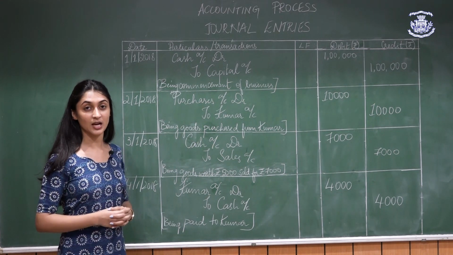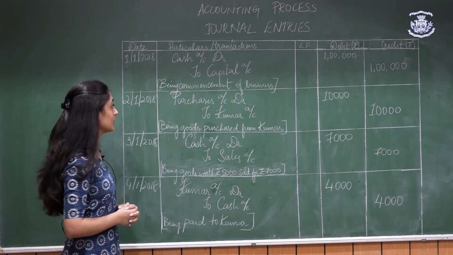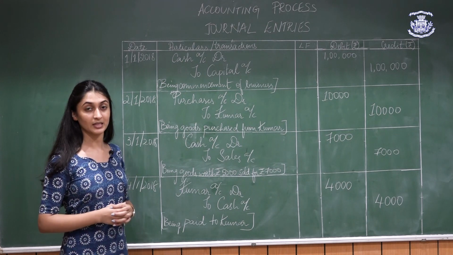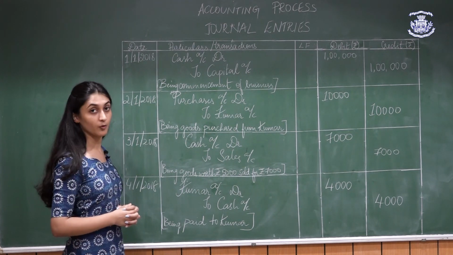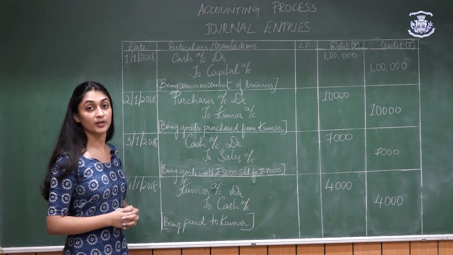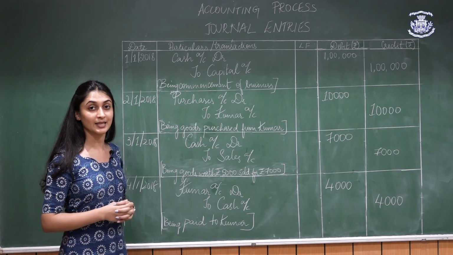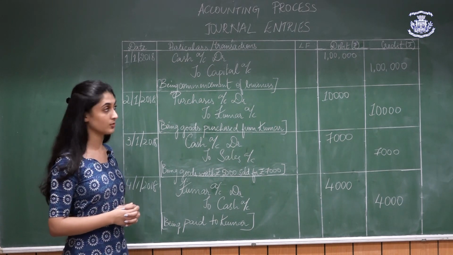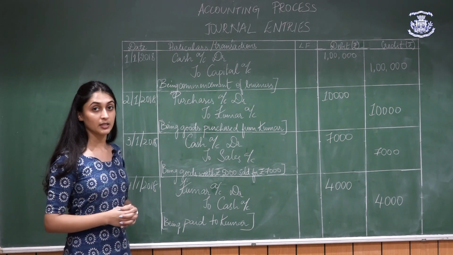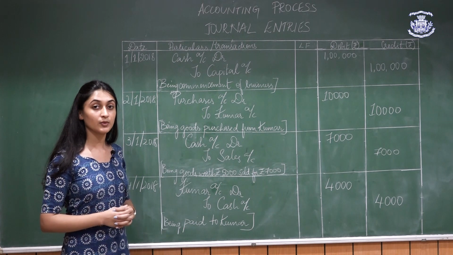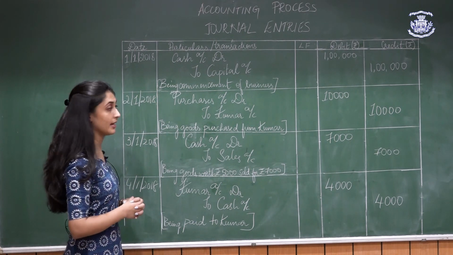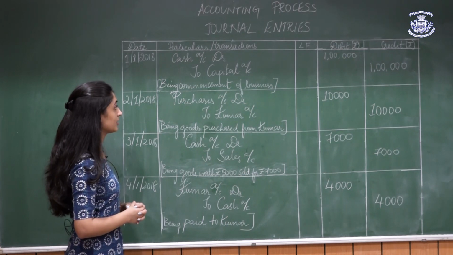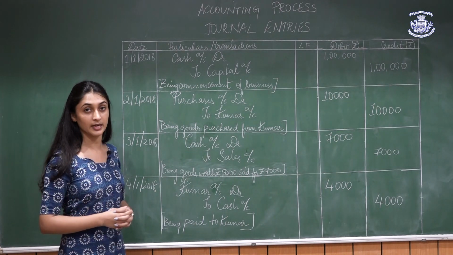On the 1st of January 2018, the business is commenced with cash. Therefore, the cash balance is going to increase, which is the asset account being increased. Therefore, we debit the cash account. The capital will increase, and when equity increases, we credit the capital account. Therefore, cash account debited to capital account is our journal entry.